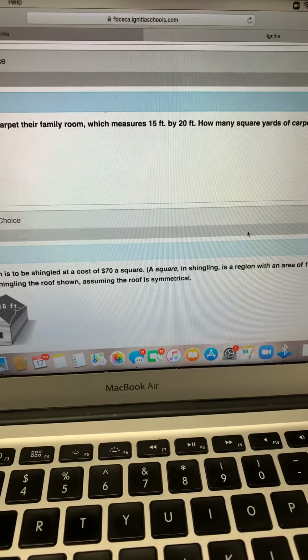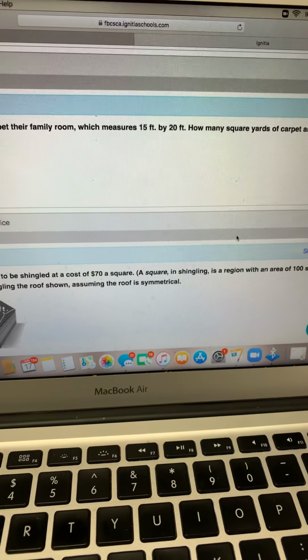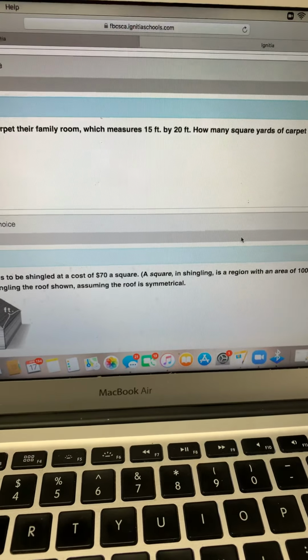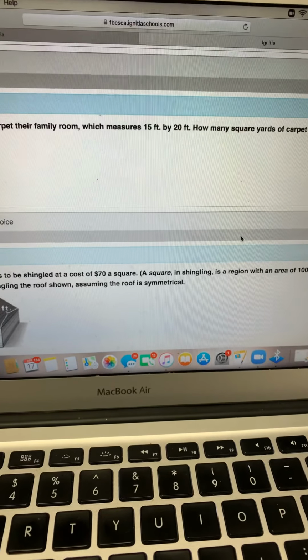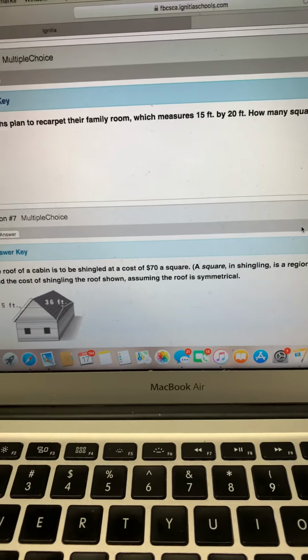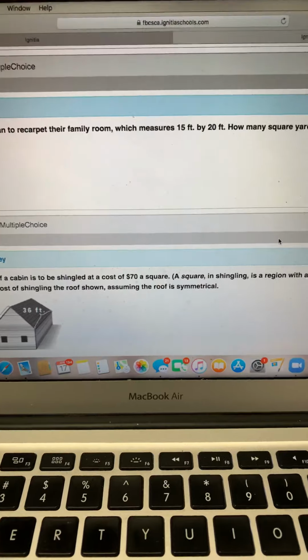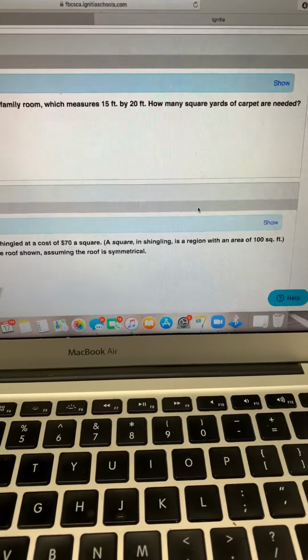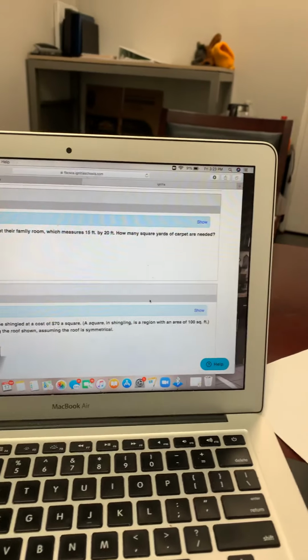How many yards is 15 feet? Well, there's 3 feet in a yard, right? So 15 divided by 3, that's 5 yards. Take 20 divided by 3, you're going to get a mixed number, and you're going to multiply those together to get your answer, okay? All right, so we're going to move on now to number 10.